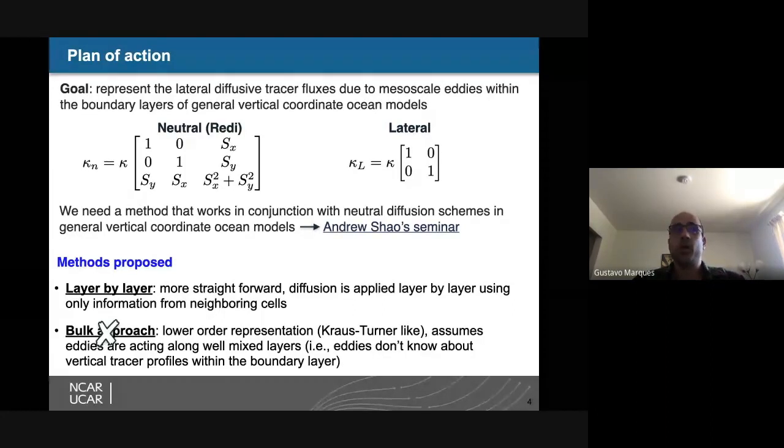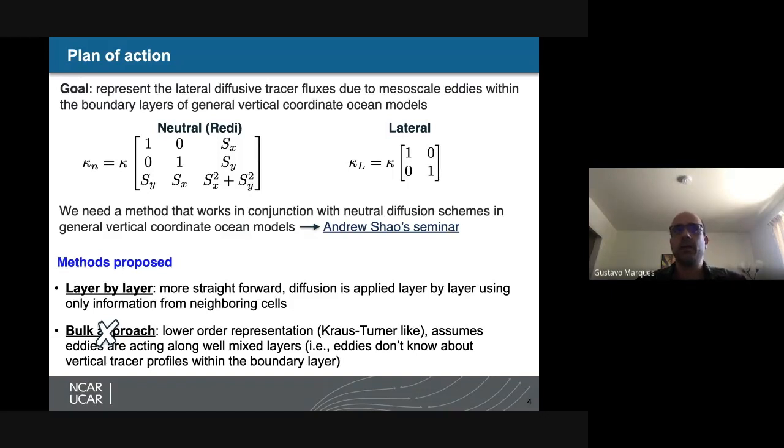For today, I'm not going to show this bulk approach. The reason is that since I started doing more idealized experiments, I realized that the bulk approach has a lot of limitations. We need to do a lot of flux correction within that method because you might have big jumps in the boundary layer between two cells, and then the fluxes are extremely large, and we need to control that, and it becomes less effective.